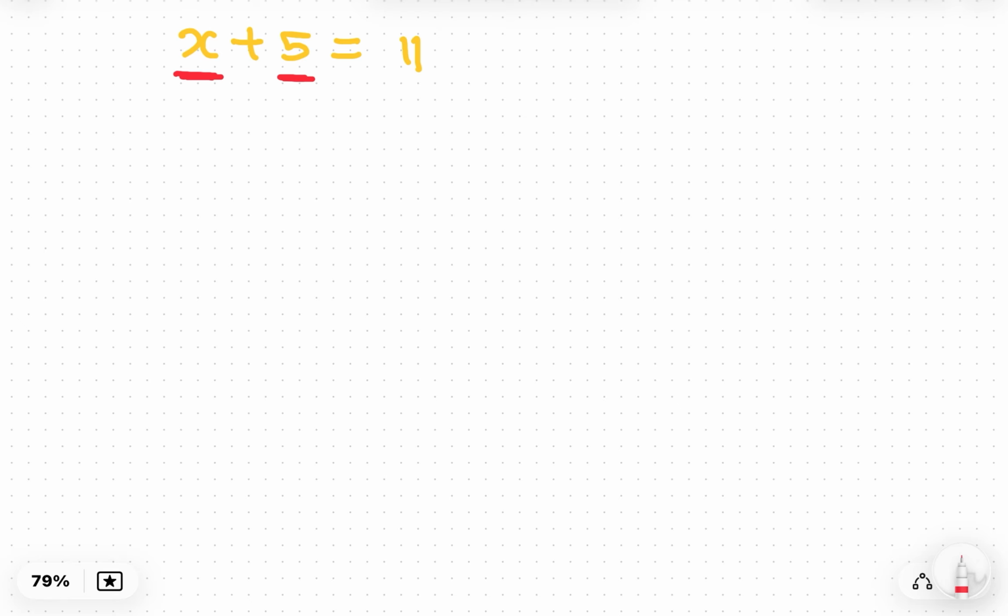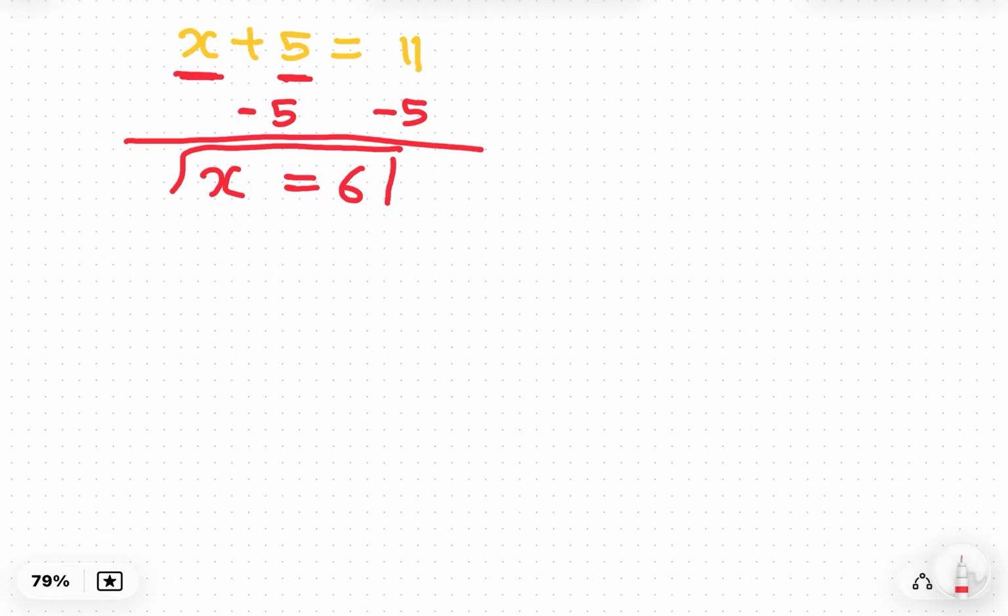So we can see the only action done here is that 5 is added to it. So we will do the inverse of it, which is subtracting 5, and we will do the same action on both sides. So the equation will remain the same. We will get x on the left hand side and 6 on the right hand side, which is our answer. Let me give you an example.